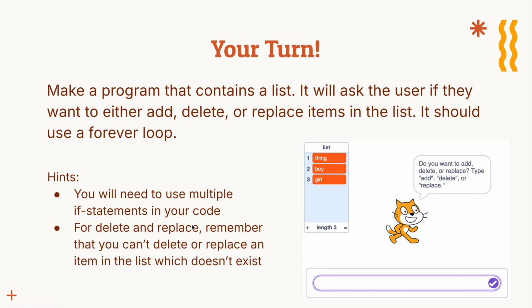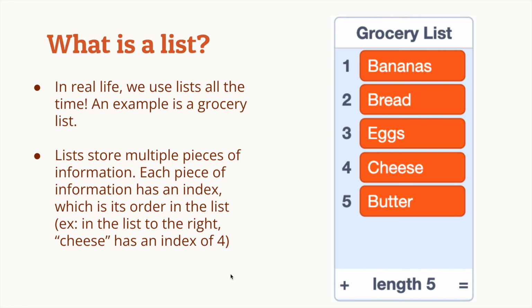And for the delete and replace, remember that you can't delete or replace an item in the list which does not exist. If I tried to delete the 6th item in this list, is that possible? No, you can't delete an item which doesn't exist. There is no 6th item in this list. The same thing goes for replacing. I can't replace the 12th item in this list because there is no 12th item. So make sure that the index, which is the item number, make sure that the index the user puts in is within the list.